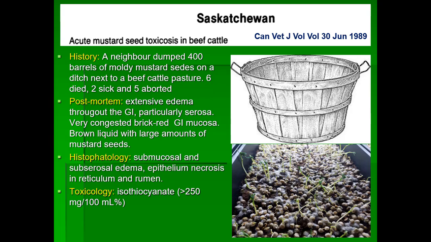The isothiocyanates, which were actually the cause of the gastroenteritis, were measured in those GI contents, and they were very high. And the fact that the animals did not show a hemorrhagic diarrhea was likely because all the seeds were still sitting in the rumen and had not moved on past the intestine.